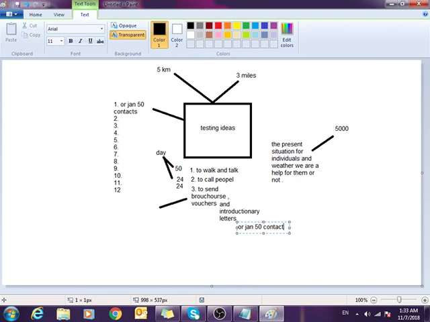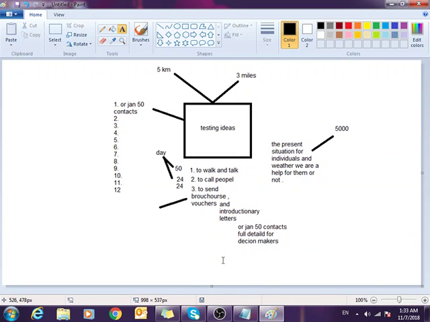contacts for decision makers, like with full detail, like his name, blah blah blah, full detail. For decision makers. Okay, for decision makers. Good. This is the 3 miles. This is the 5 kilometers.